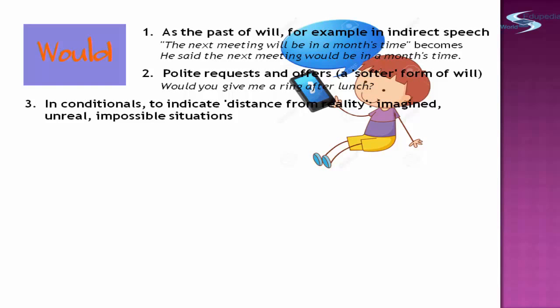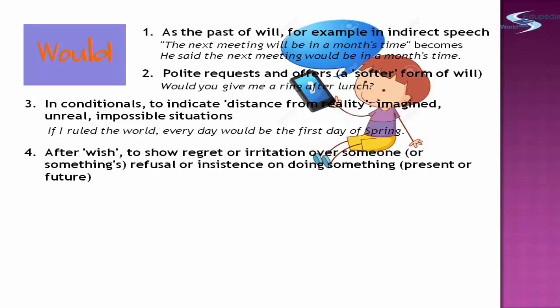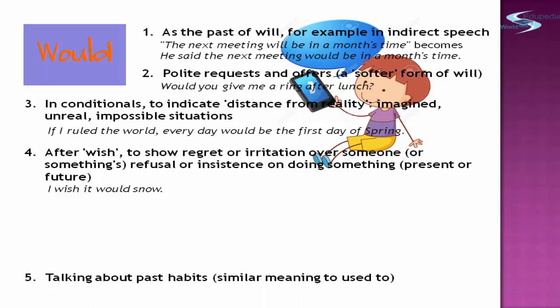The third is it can function in conditionals to indicate distance from reality, imagined, unreal, or impossible situations. If I ruled the world, every day would be the first day of spring. So the whole year is springtime. It's impossible. Number four, it would function after the word wish to show regret or irritation over someone or something, or refusal or insistence on doing something, present or future. I wish it would snow.